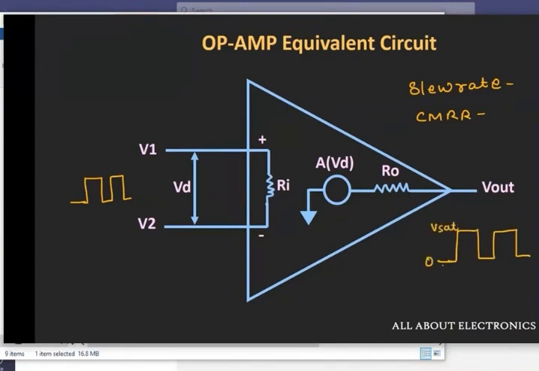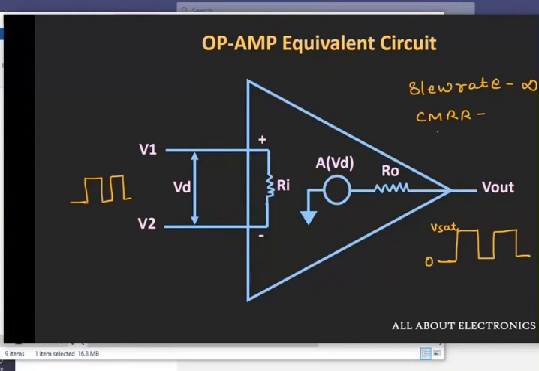So the ideal op-amp should be able to reach from 0 volt to the Vset volt in 0 time. So for the ideal op-amp, the slew rate should be equal to infinity. Generally, the slew rate is defined in a unit of volt per microsecond. That means how fast the op-amp is able to respond to the output voltage.